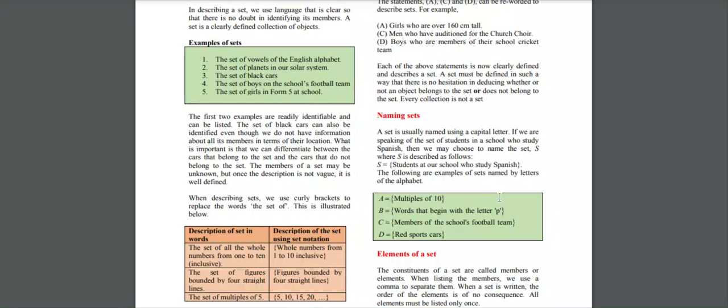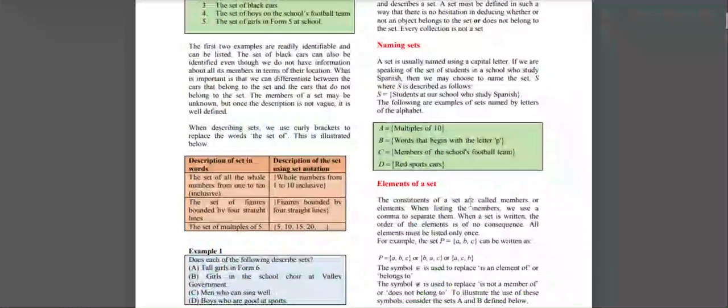But remember, we said that the language of mathematics is really coming from English. So when we see S equals curly bracket, this is saying S is the set of students at our school who study Spanish. So, A is the set of multiples of 10. B is the set of words that begin with the letter P.